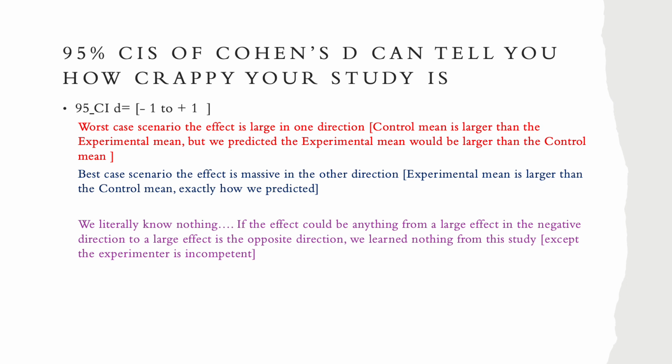Could be a large effect in the negative direction, a medium effect in the negative direction, a small effect in the negative direction, a less than small effect in the negative direction, a null effect, a small effect in the positive direction, a medium effect, a large effect in the positive direction. We literally know nothing. Right? If you look at this, we just literally know nothing here. You will often find confidence intervals like this when your p-value is greater than 0.05. It basically always works out like this, to where you literally know nothing.